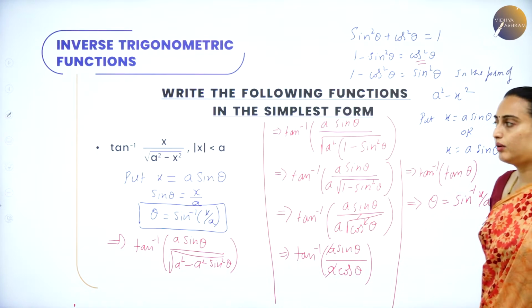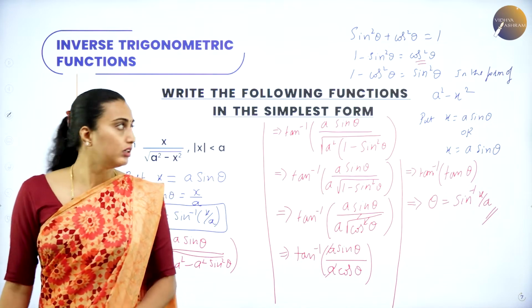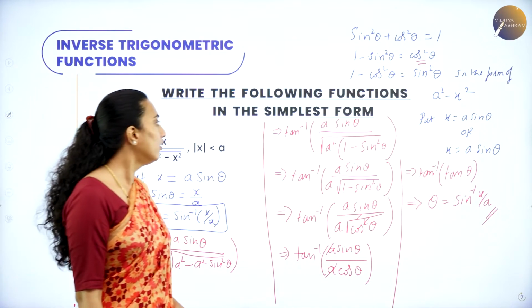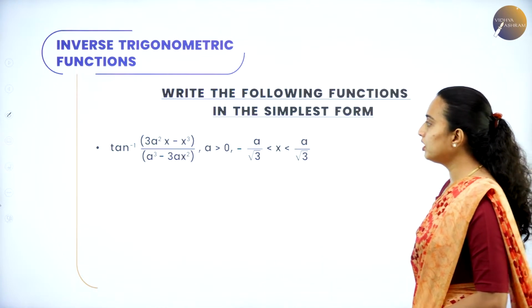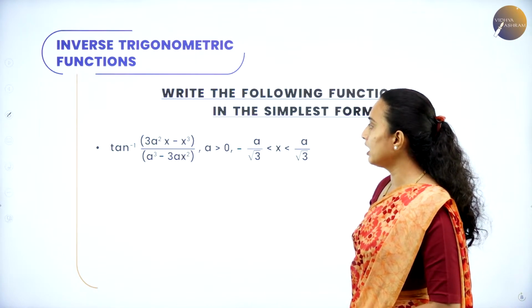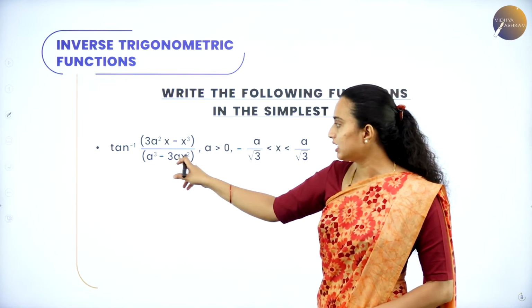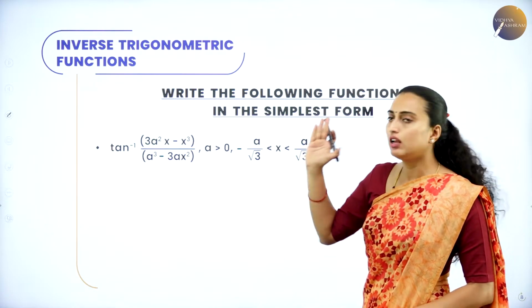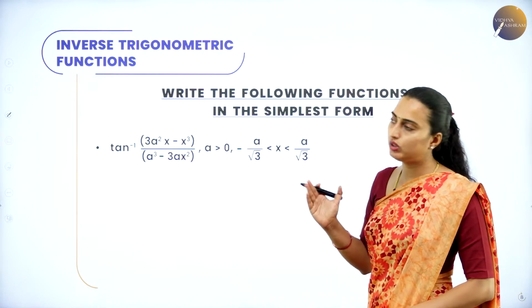Okay. Any doubt do you have in this? So, see the substitution, what I have taken. Accordingly, I have written the formulas. Understood this one? We'll move on to the next, which is in the form of tan inverse of 3a squared x minus x cube divided by a cube minus 3ax squared, for all a greater than 0, and x will be in between minus a by root 3 to plus a by root 3.